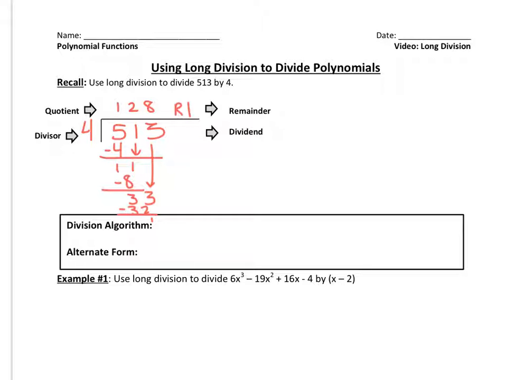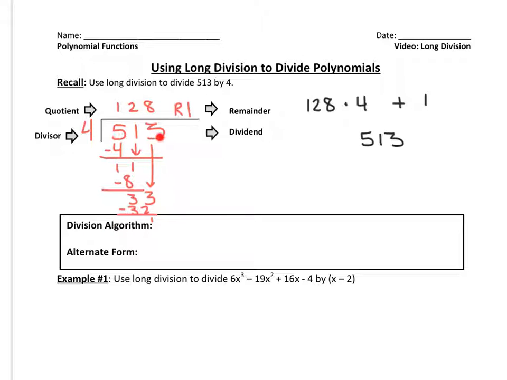So let's put that into words. If I want to get this 513, which is called the dividend, I would take the quotient times the divisor plus the remainder. So if you don't trust me, put into the calculator 128 times 4 and then add 1. I guarantee you that will give you 513. So what you just did right there is called the division algorithm.